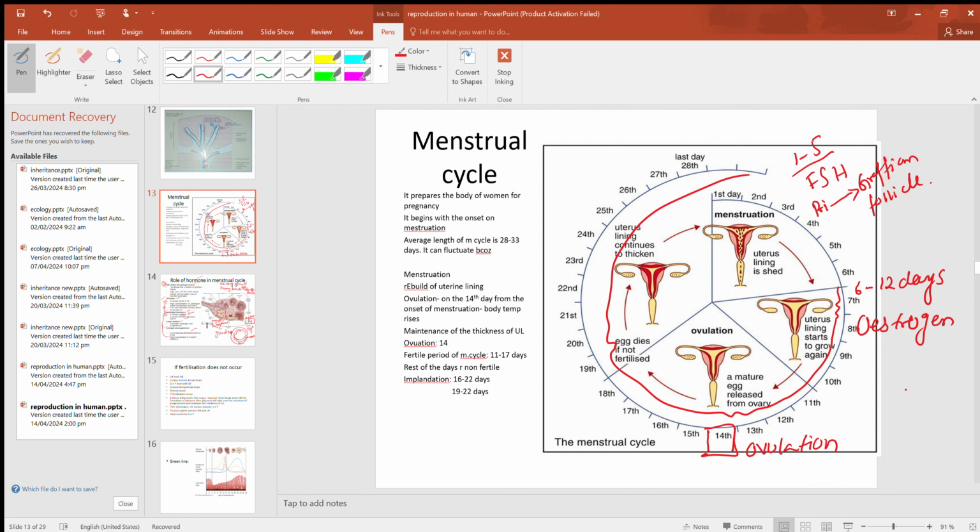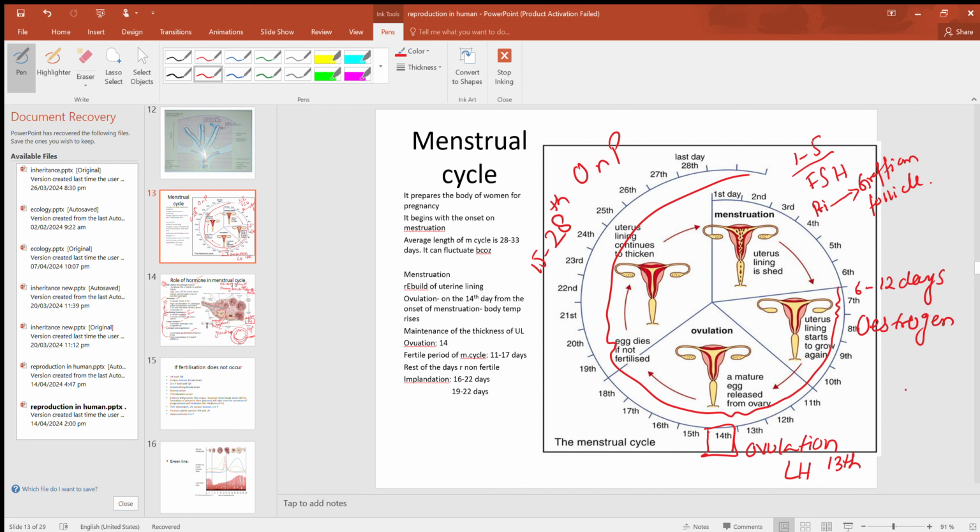Okay, and then after that there should be maintenance, and this ovulation happens because of LH. So LH will secrete on day 13th. Okay, and after that from day 15th till day 28th or 27th, there will be high concentration of estrogen and progesterone in the bloodstream. Clear? So at first FSH will secrete, then estrogen, and then LH, and then estrogen and progesterone.